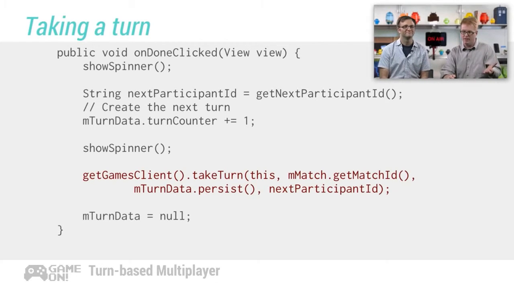Here's the code, as we were talking about, for taking turns. When you click the done button, find out who the next participant is. I just have a turn counter, so I increase the turn counter. Show a spinner because it's going to take some asynchronous process to do this. And then you call take turn with your match ID, the data that you want to persist, and whose turn it is next. It's very easy. After that, null out your turn data because it's going to be invalid at this point.